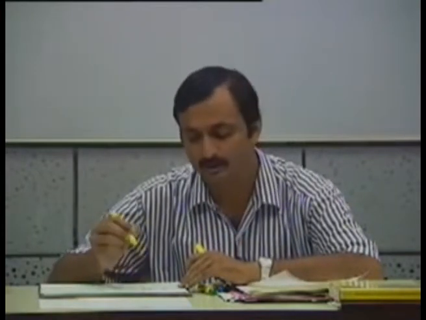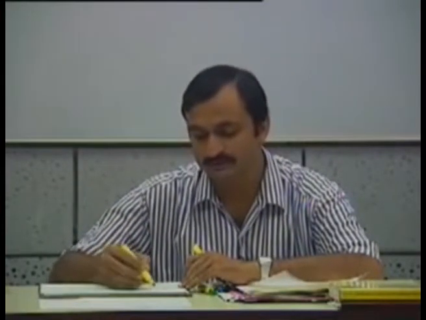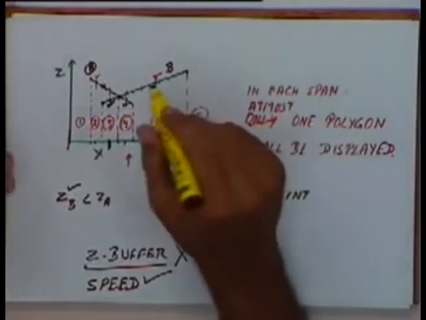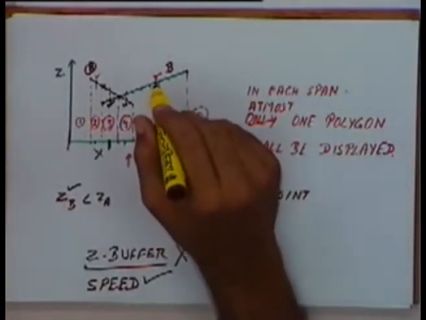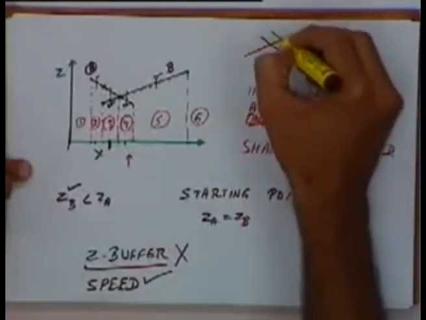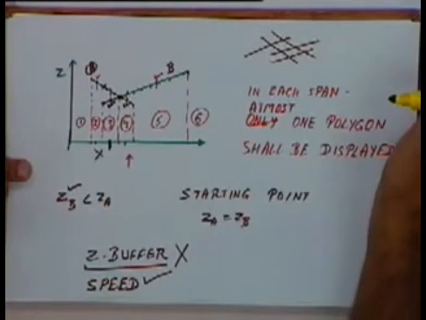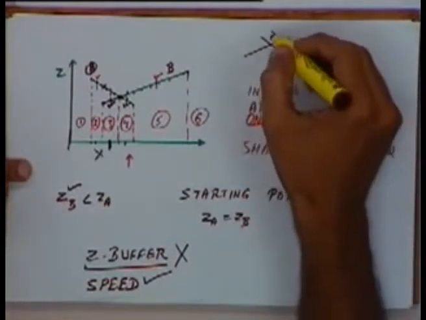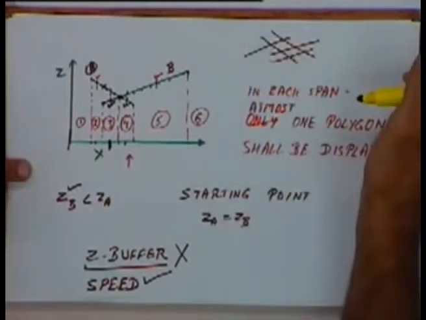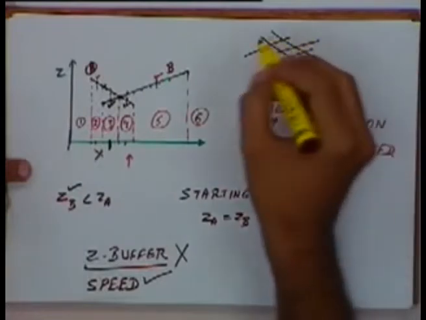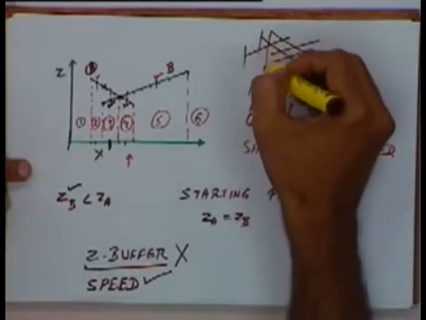How do we get the intersection point? We know the equation of this line, we know the equation of this line, we can find out the intersection. Essentially, if you have a number of polygons, we will have a number of lines like this. We will have to find out all possible intersections, and then divide the screen into spans like this.